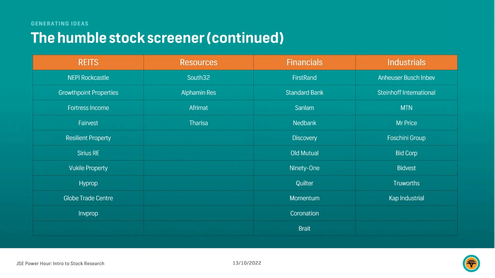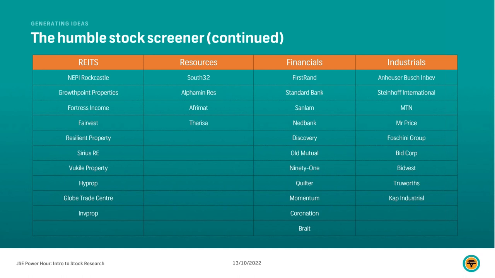So what I basically got was a whole list of REITs. All the largest cap property stocks on the JSE basically were spit out. Financials, again, the large cap financials were spit out. Resources here and there, there were a few. South32 kind of piqued my interest. But the industrials space I found really interesting. I thought there were some really interesting names there. And that's where I'm going to focus for the purposes of this webinar.